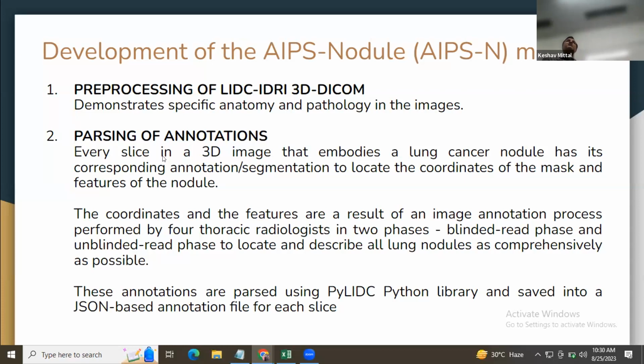Are you getting my point? In this image, there is a tumor. Now, how will you see this 3D image?